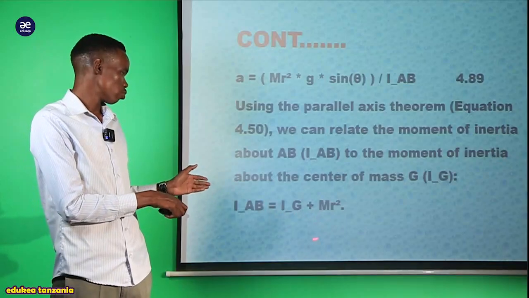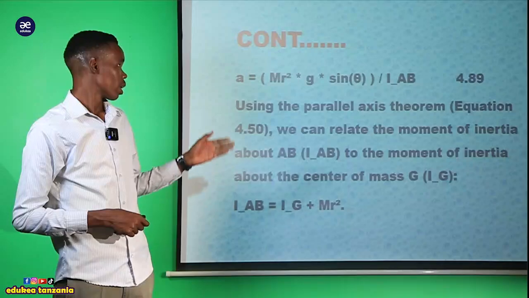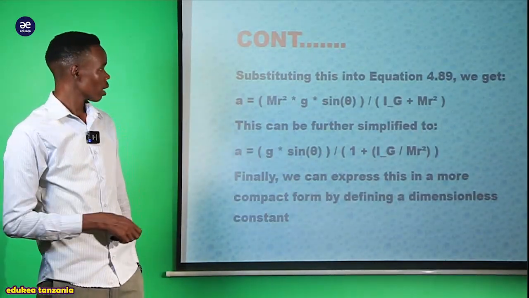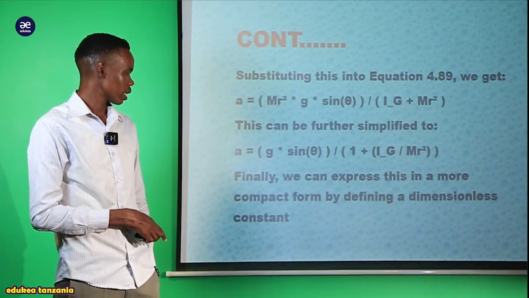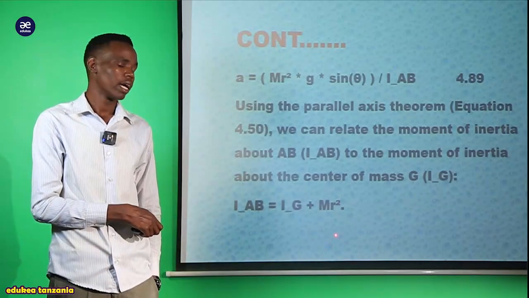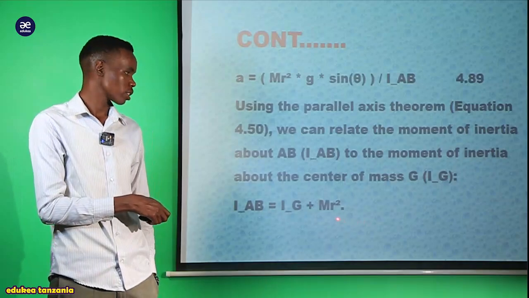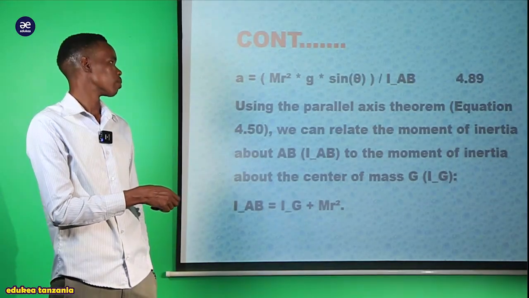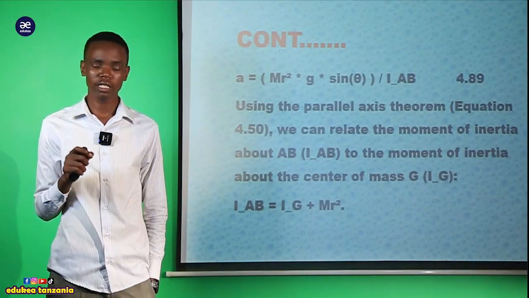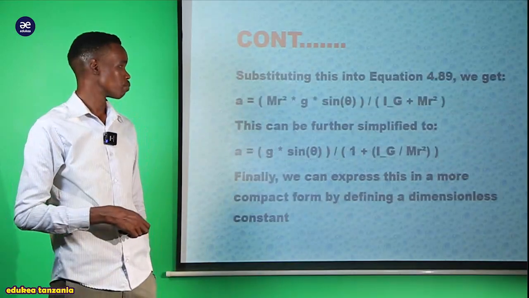Therefore, we could use the parallel axis theorem to demonstrate the linear acceleration as we see here. So, substituting this into here, let us take the moment of inertia along AB equals the moment of inertia along the center plus mr square. Let us take this value and substitute here so as to demonstrate the formula of the acceleration related with the moment of inertia toward the center.